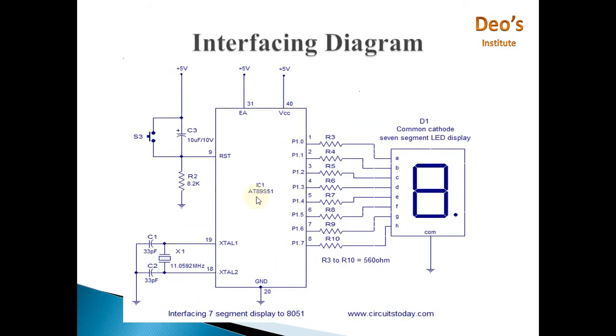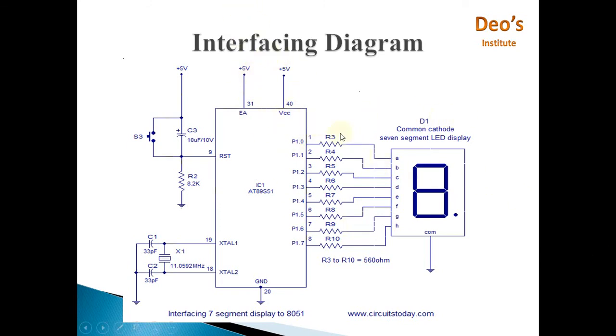This is the interfacing diagram of a 7 segment LED with 8051. Here is the reset circuit. S3 is a reset button, and this is the circuitry for the reset operation. This circuitry is for providing the clock input. Pin number 20 is connected to ground. External access is connected to plus 5 volt, that is 1, and VCC is connected to plus 5 volt.